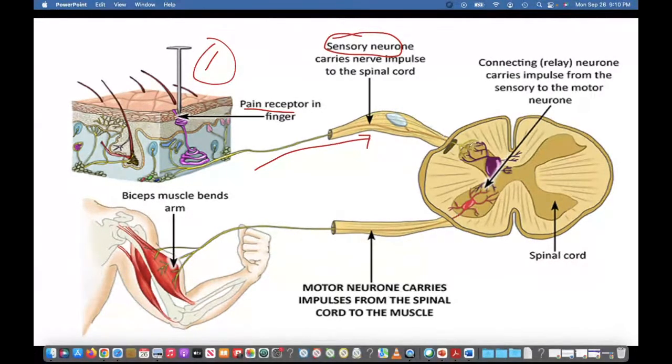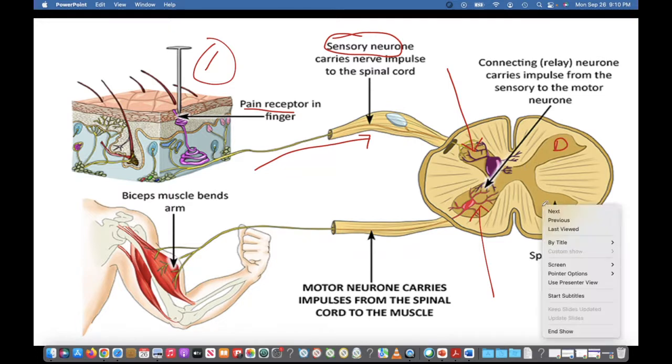It's going to send it right into the dorsal horn. This is a dorsal horn. In the front, it's a ventral horn or an anterior horn. So the gray matter has horns. It has a dorsal horn, and then it has a ventral horn. That's the gray matter.